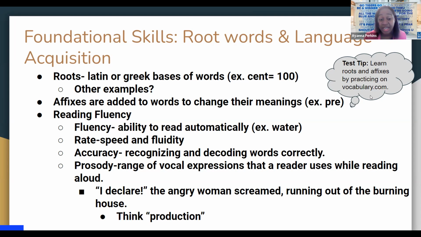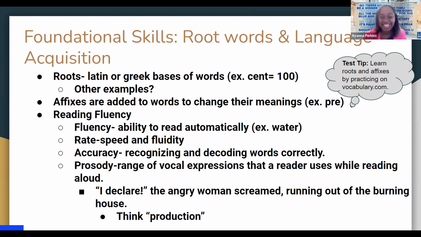And then we have prosody. Prosody is the range of vocal expression. So there's a sentence here. I usually have my students read this if we're in person, but I will read it for the purpose of time. If I read this, I declare an angry woman screamed running out of the burning house. You don't get an idea of what I just read, but prosody adds the exclamation points. It adds feeling to where it says angry. So the student's able to read a little bit ahead and know, okay, this is how I'm supposed to read this. I declare, the angry woman screamed, running out of the burning house!